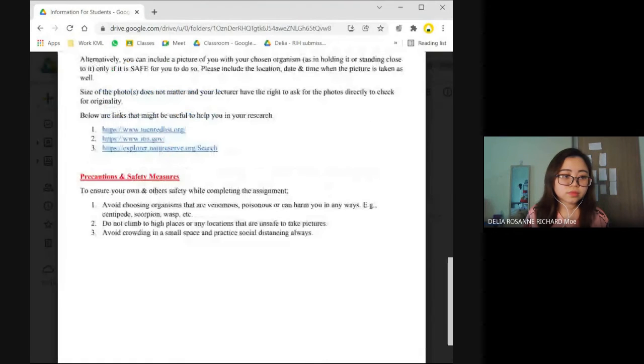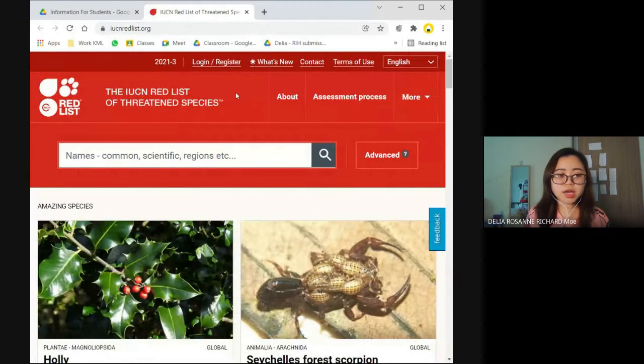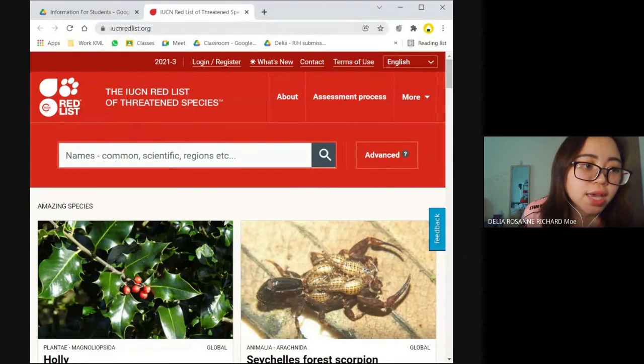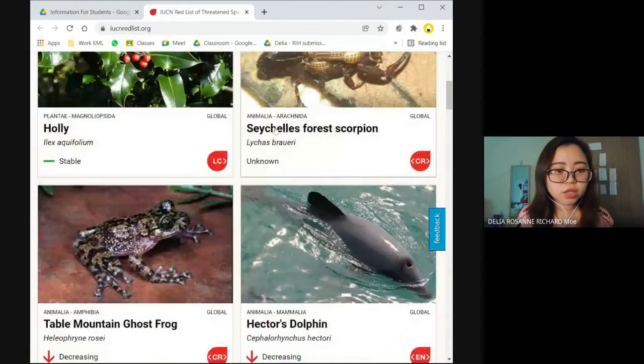Okay, I'm going to continue with the question from Alot. What about the IUCN website? Okay, let's have a look at the IUCN website. Okay, so this is the IUCN website. The URL is iucnredlist.org, or if you just Google IUCN, you should be able to reach this website. So this is what it looks like.